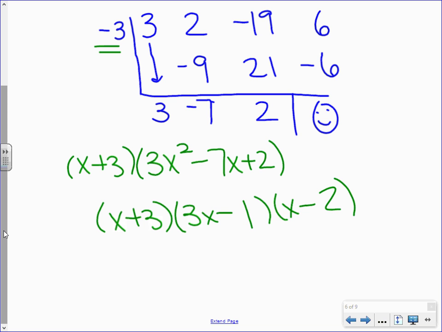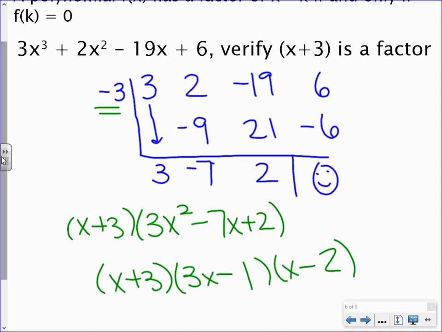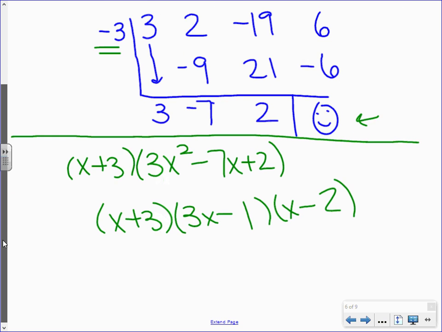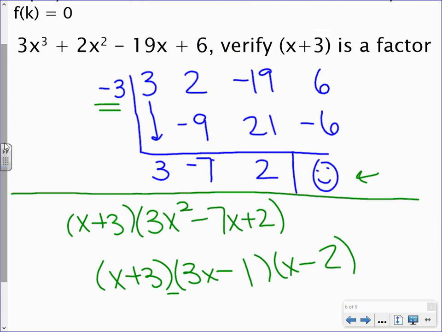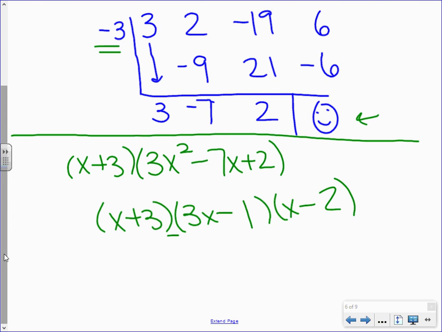Okay? So our example really stopped here, right? We verified that we had a factor. Now, if I asked you to use that to find other factors, then we could go to here. Here are our other factors. If I asked you to use the fact that x plus 3 is a factor to find all the zeros, then we could say our zeros are negative 3, 1/3, and 2. Okay?